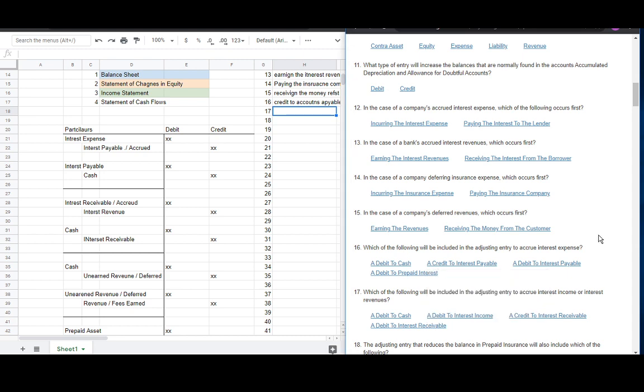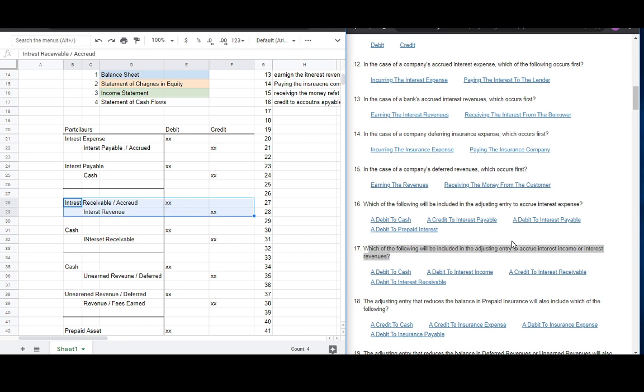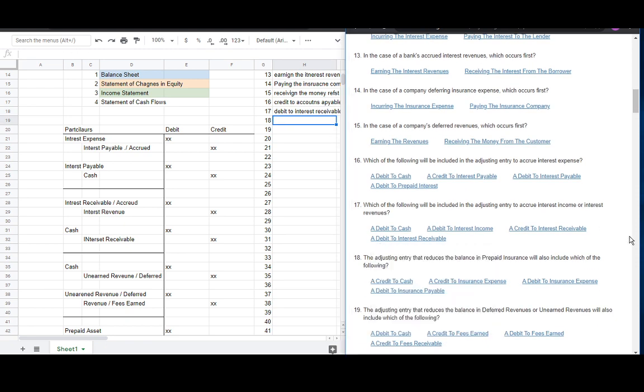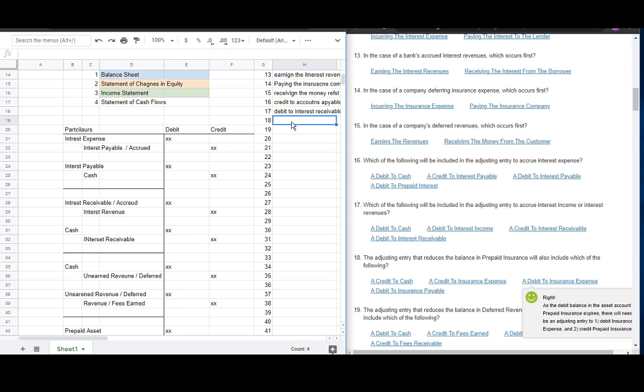Number 17, which of the following will be included in the adjusting entry to accrue the interest income? Here, we have a debit to interest receivable. And number 18, the adjusting entry that reduces the balance in the prepaid insurance will include a debit to insurance expense.